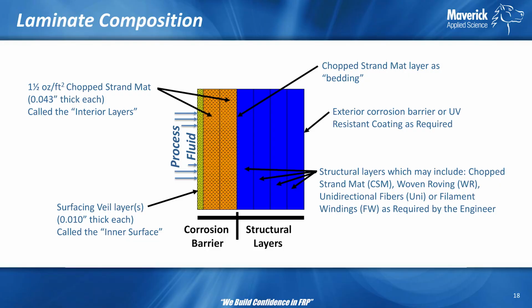All right, so we already talked about the resins, the corrosion selection of the laminate. We talked about the glass, the strength of that laminate. Now let's talk about how we put this together in a laminate. So here, what I have is a cross-sectional view of an FRP laminate. We can see that on the left, we have the process fluid. The orange and yellow side of my laminate is what is going to be called the corrosion barrier.